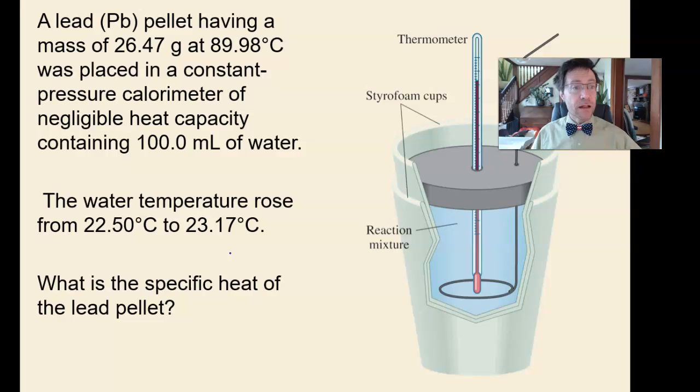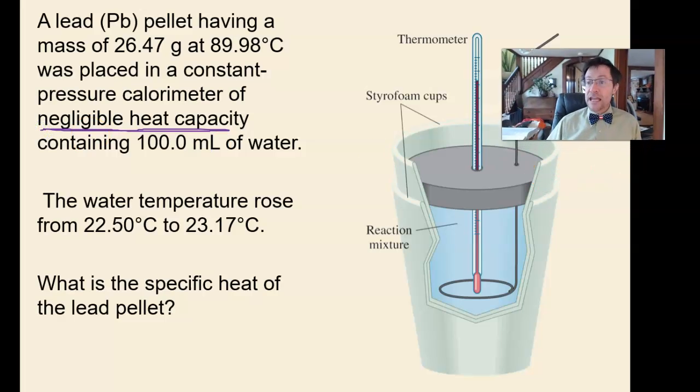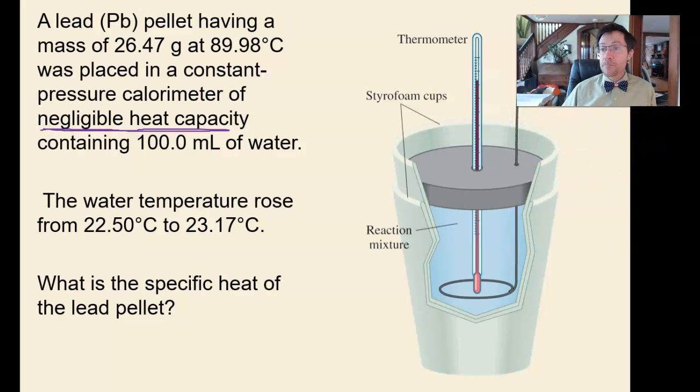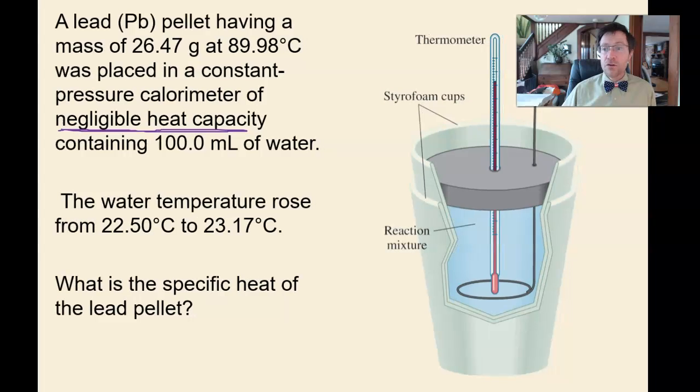So a lead pellet having a mass of 26.47 grams at 89.98 degrees Celsius was placed in a constant pressure calorimeter of negligible heat capacity. This is pretty nice to have, right? We can just ignore the heat gained by our little calorimeter, because who wants to be bothered with details? Not me. Containing 100 mils of water.